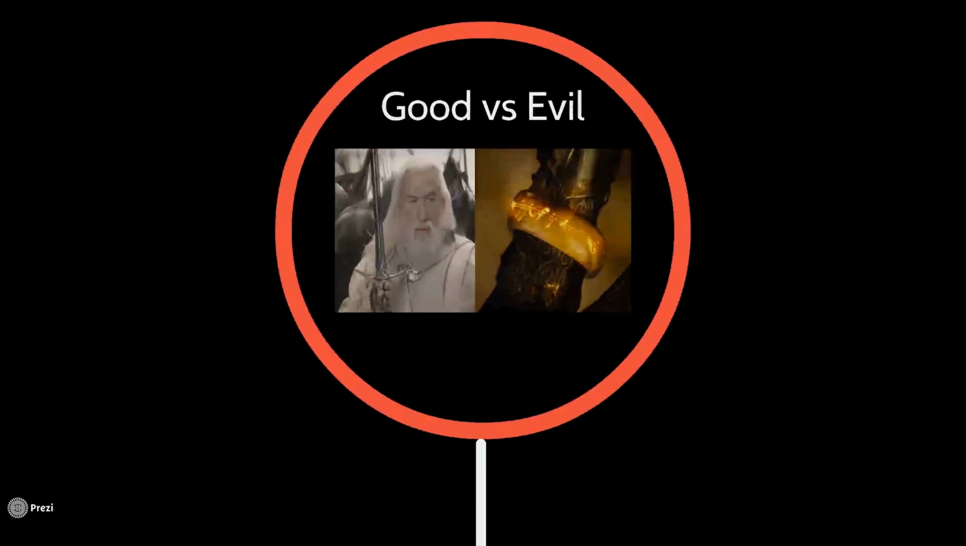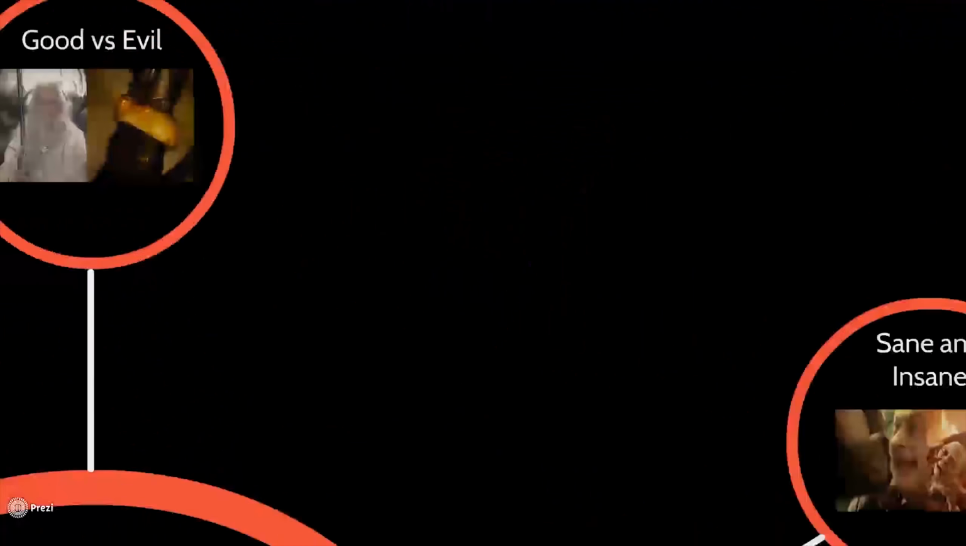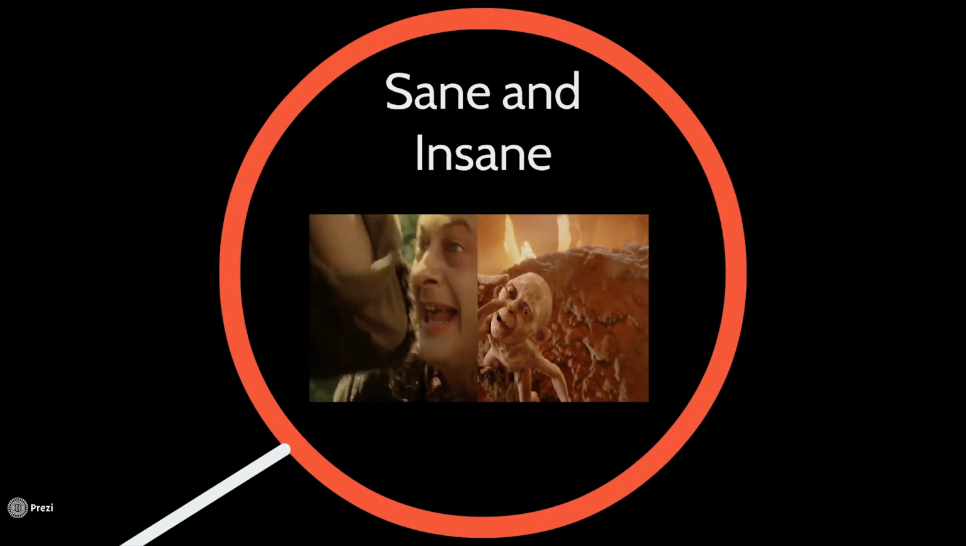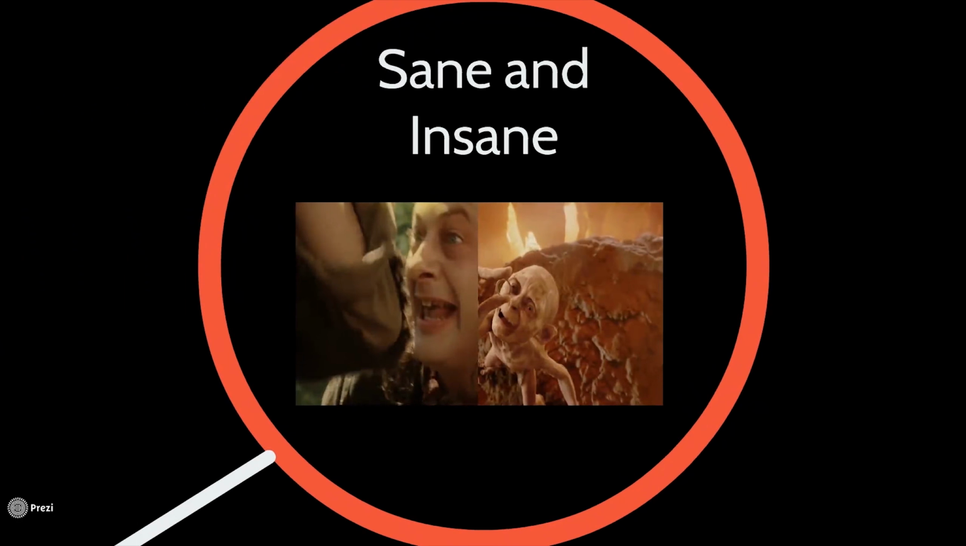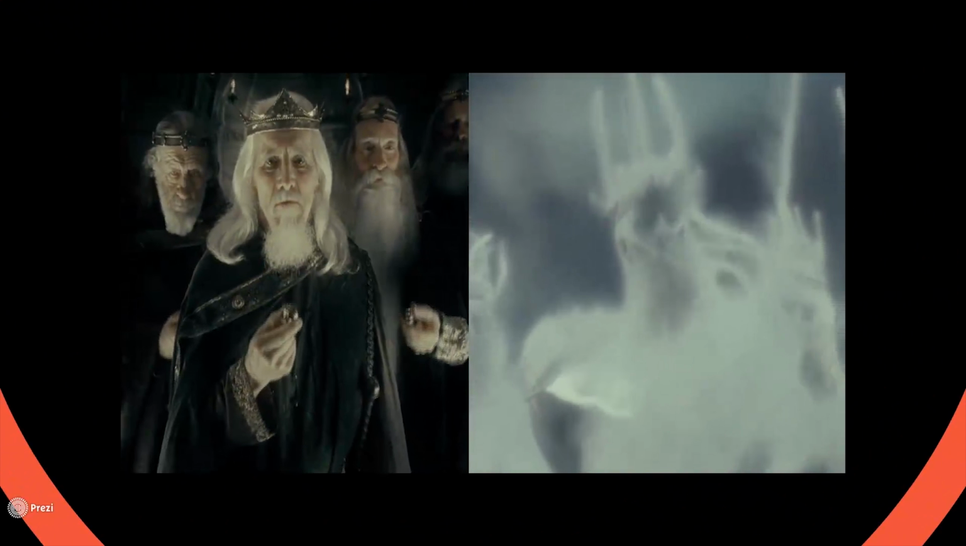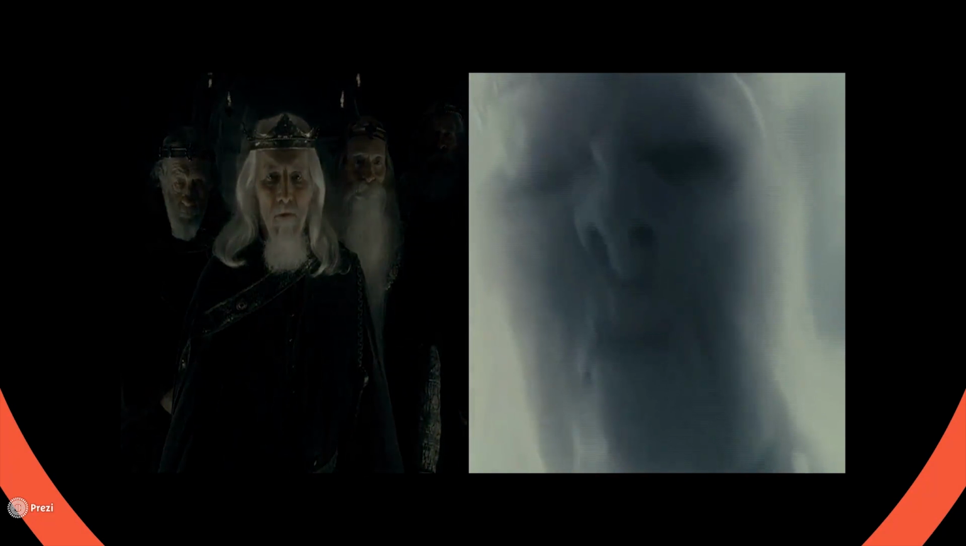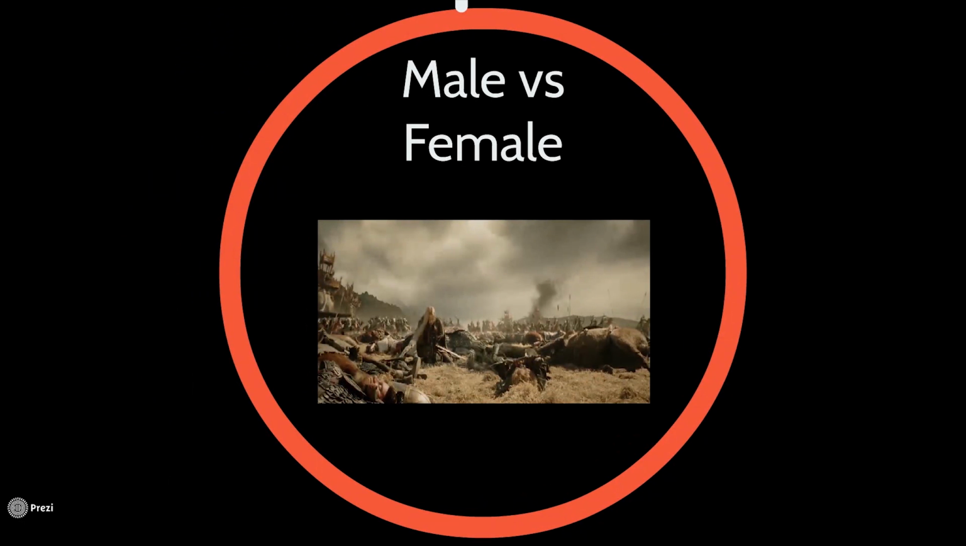First, we have good versus evil, which can be represented by Gandalf and Sauron. Secondly, we have sane and insane. We can see this with Gollum before and after finding the ring. Then we have life or death. We can see this in the Seven Kings before and after being corrupted by the rings. We can see it as well in male versus female when Arwen kills the villain.